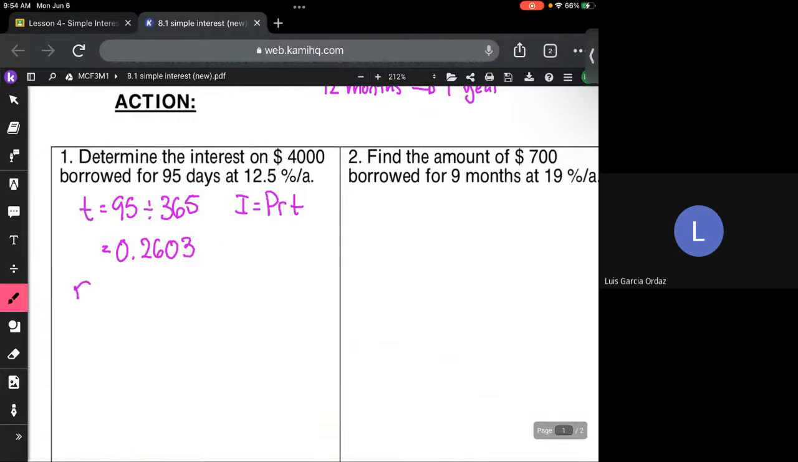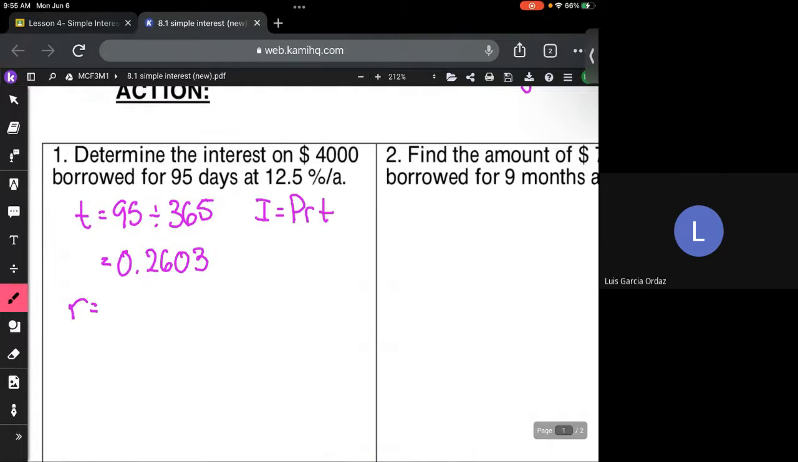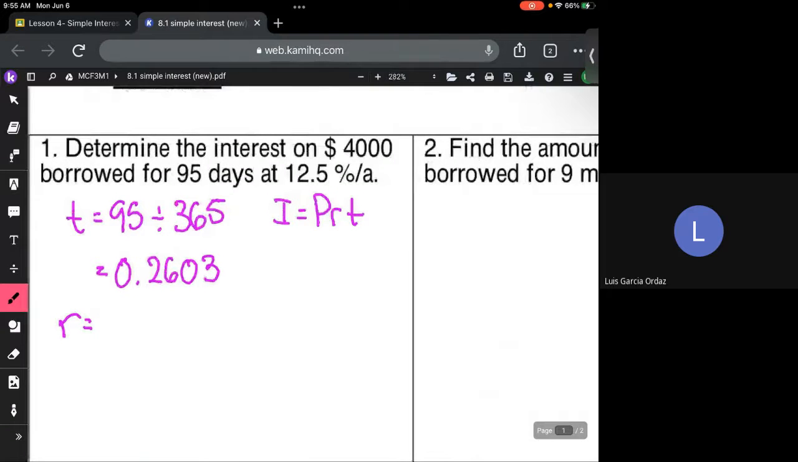What is my rate? I have to convert 12.5% into a decimal. What would the formula be? PRT. Yep, thank you. So we're going to take 12.5 divided by 100, and I get 0.125. And what is my principal? What do I start with?